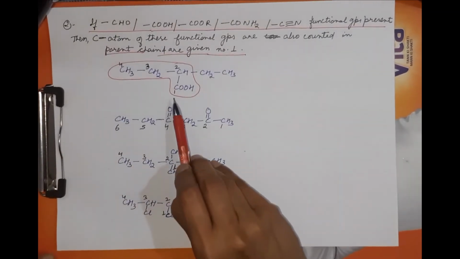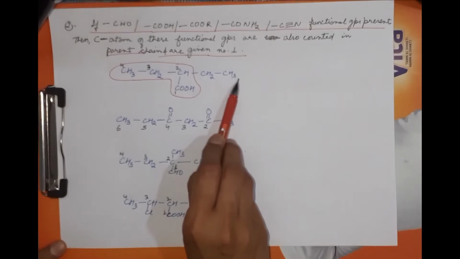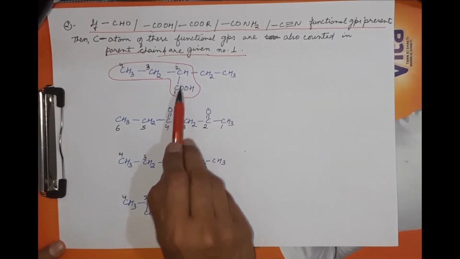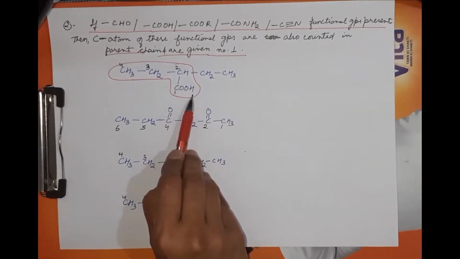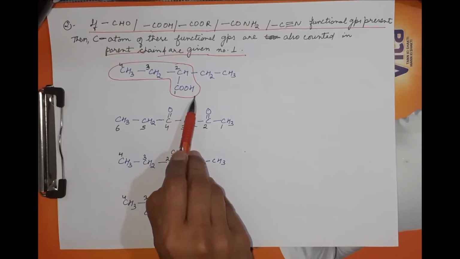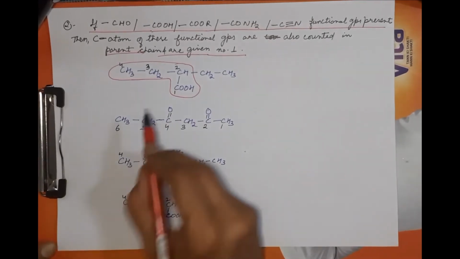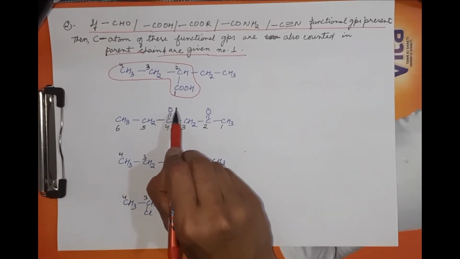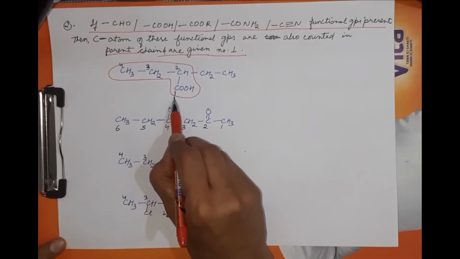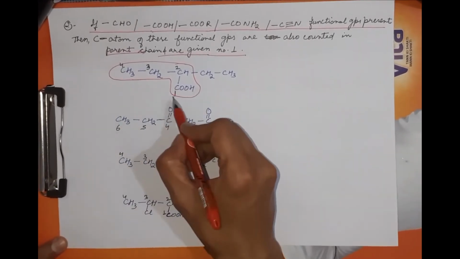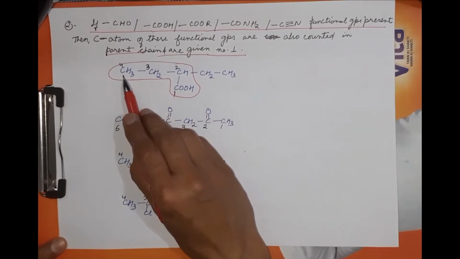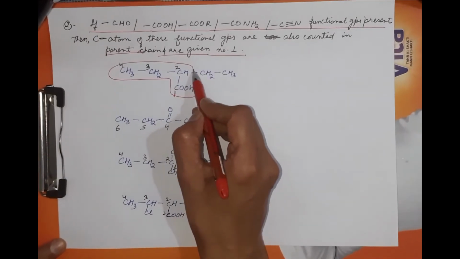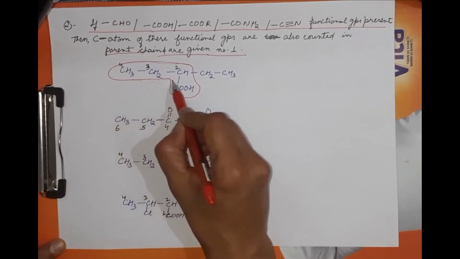So let us see with these examples. This is the first example. We can see here this is a 5 carbon chain, and this COOH group is there. Because the COOH functional group is also having a carbon atom, this carbon will be given number 1. Then we have to see the longest carbon atom chain including this carbon of COOH. So 1, 2, 3, 4. This is the longest carbon chain, so this will be the parent chain in this case.